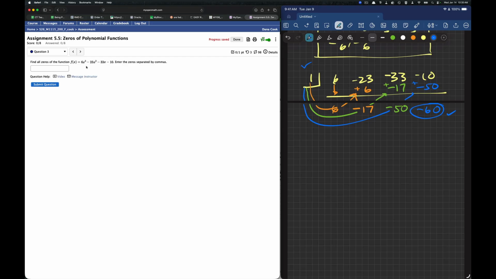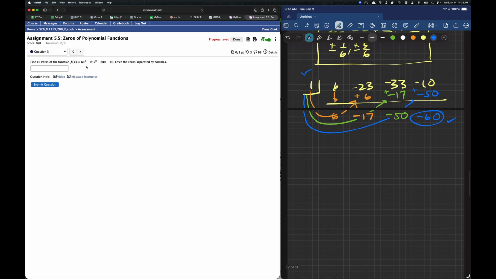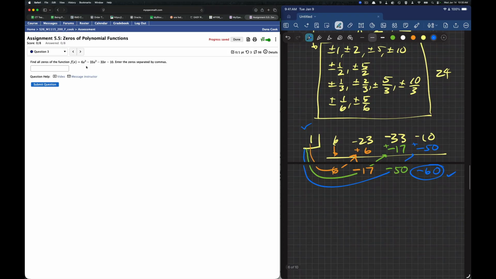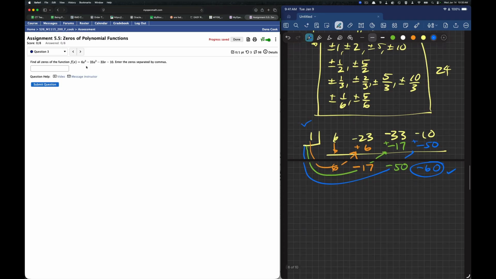Didn't work. So 1 is not a root or a zero. Now, I would have to try all the other numbers until one of them actually works. I happen to know which ones work because I looked it up ahead of time. So we're going to just jump to it.